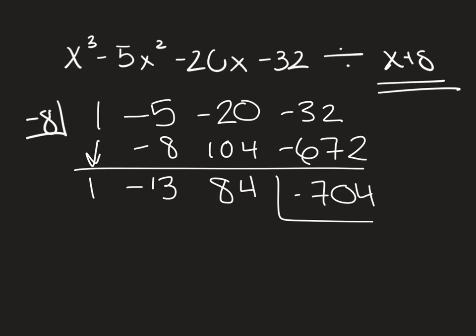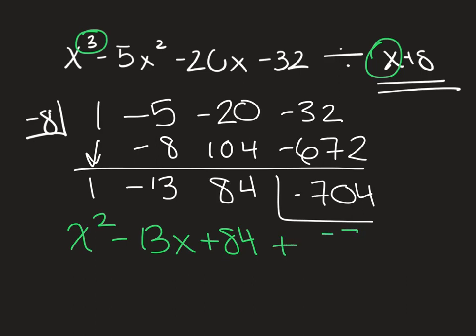I started with a cubic. I took out 1x, so that makes this thing down here an x squared. So it should be 1x squared minus 13x plus 84 plus negative 704 over your divisor, the x plus 8.